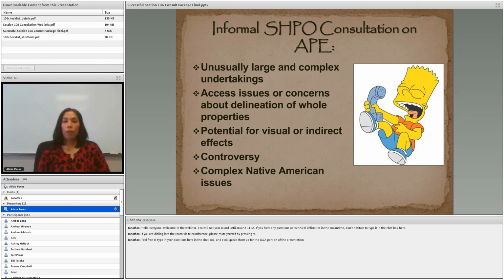Also encourage you to have informal SHPO consultation with our reviewers on the APE. This isn't always necessary, of course, and we do have quite a workload, so we don't always encourage it, but there may be cases in which you want to give us a call. Some cases may include unusually large or complex undertakings, access issues or concerns about delineation of whole properties, potential for visual or indirect effects, of course, controversial undertakings, and complex Native American issues.